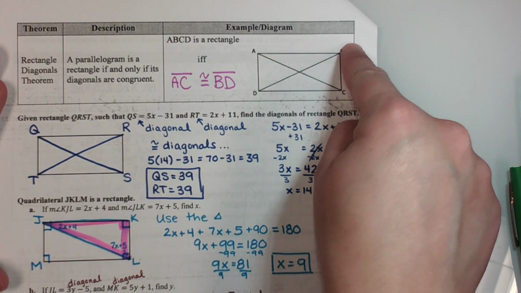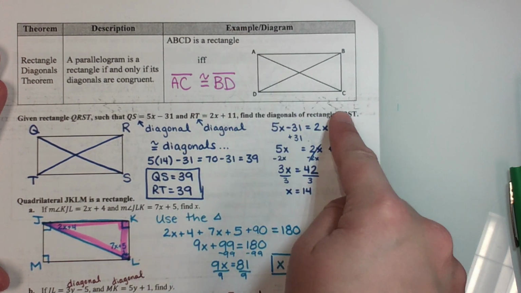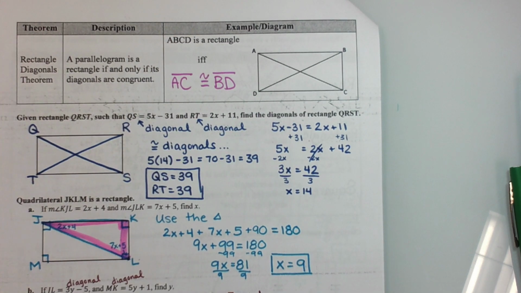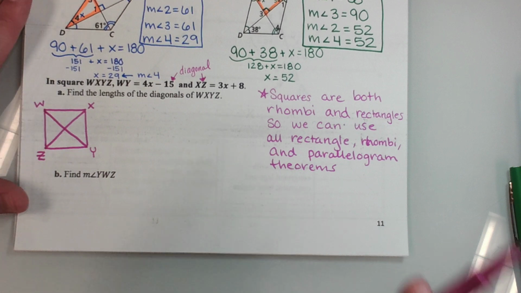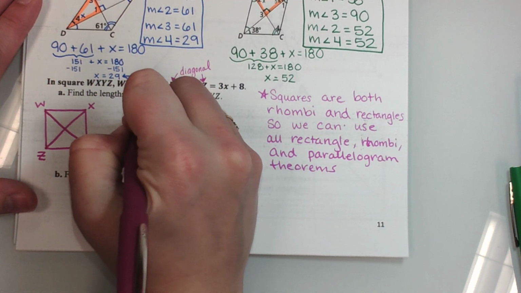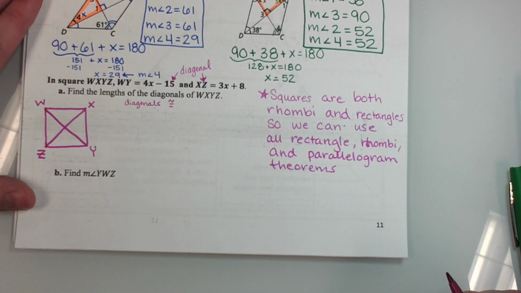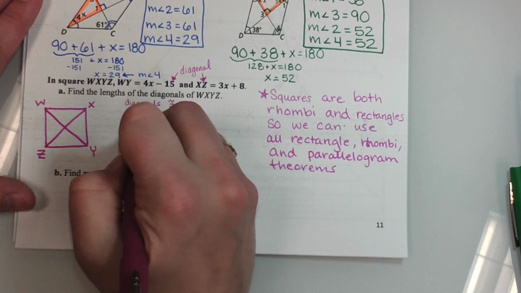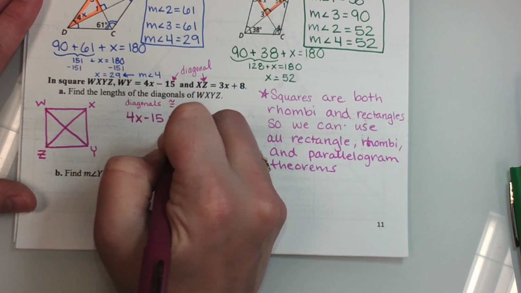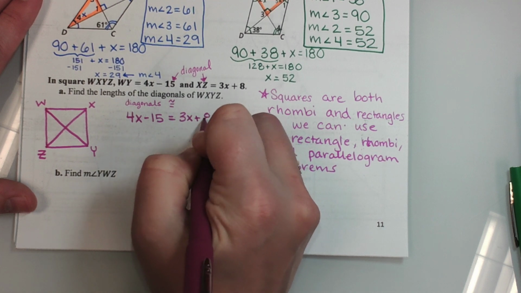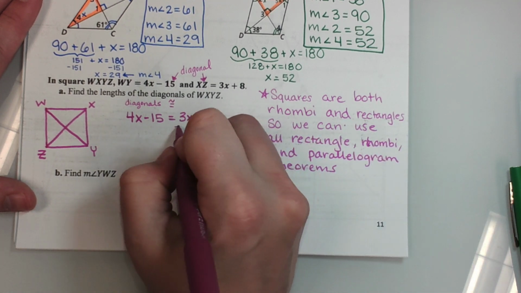AC congruent to BD. This is diagonal lengths. According to this, if it is a rectangle, its diagonals are congruent. Is a square a rectangle? Yes. Which means diagonals are congruent. What does congruent mean? Equal. 4x minus 15 is equal to 3x plus 8. And we solve.